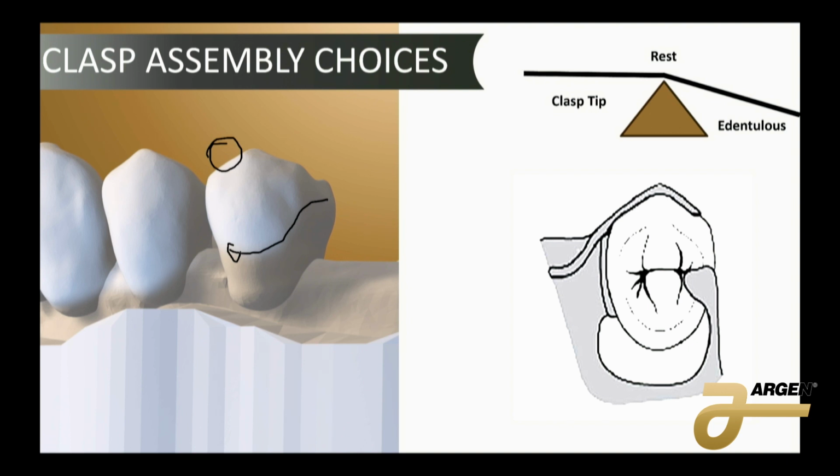And what this would be called is an RPA. RPA is rest, proximal plate, Akers clasp. An Akers clasp is typically a wrought wire. So if somebody's asking you for an RPA, that means they don't want an I-bar. They want a C-clasp made out of wrought wire.